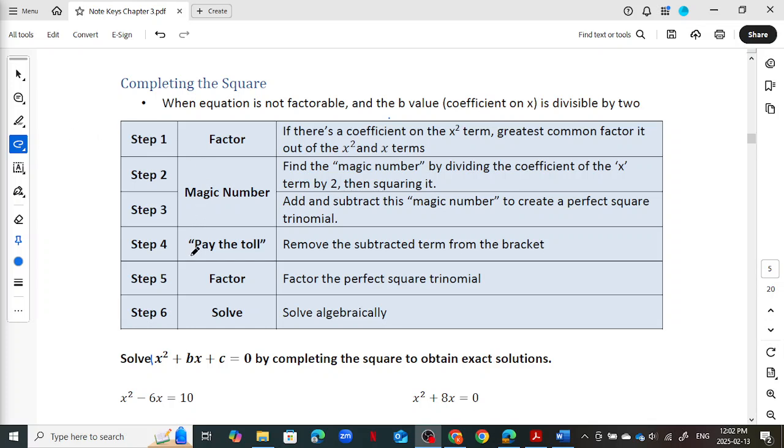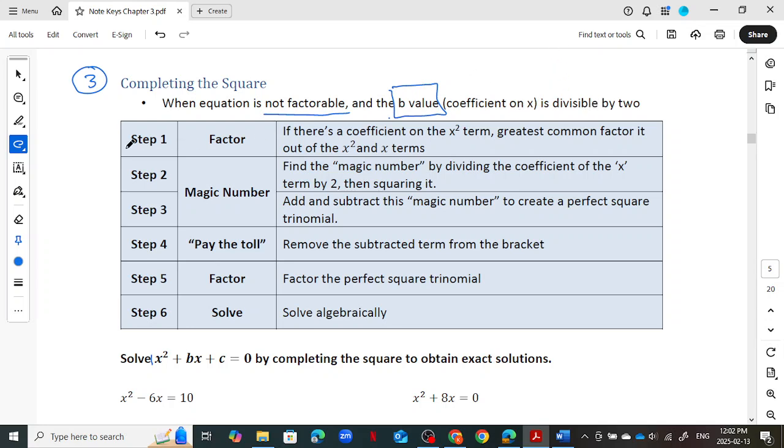All right, so the next thing we're going to do is move on to the third method of solving a quadratic equation, or finding the zeros of a quadratic function, which is completing the square. You're going to complete the square when the equation is not factorable and not solvable by solving algebraically. And specifically, we're probably going to only do it when the b value is divisible by 2. In other words, the coefficient on x is even.